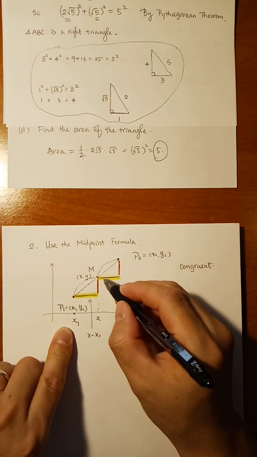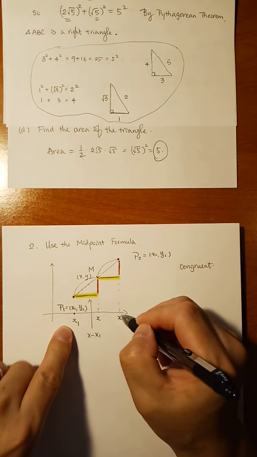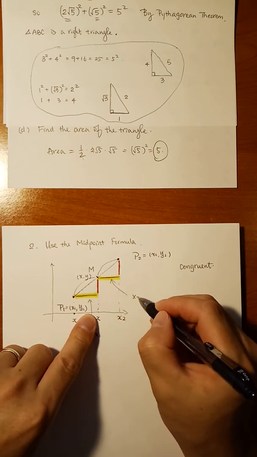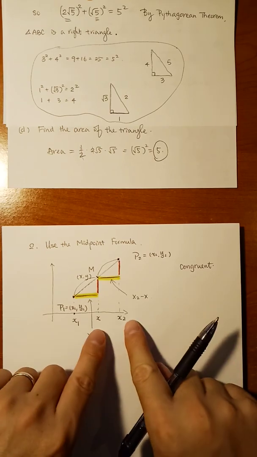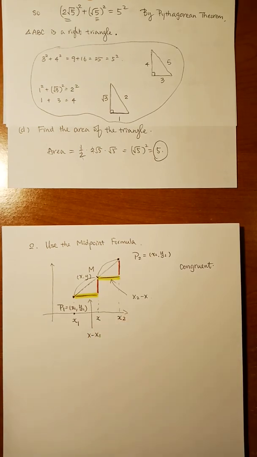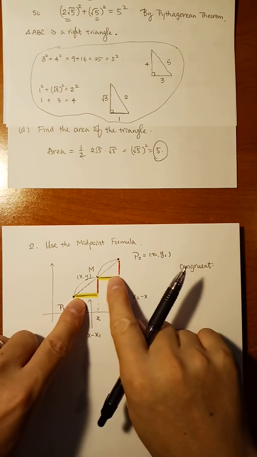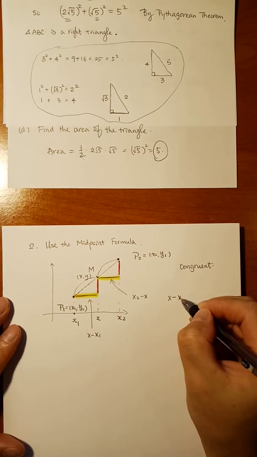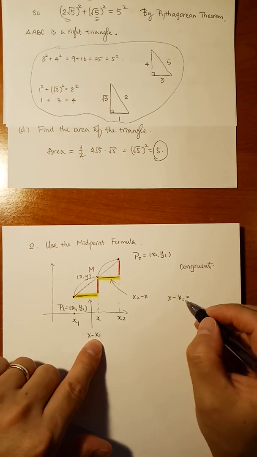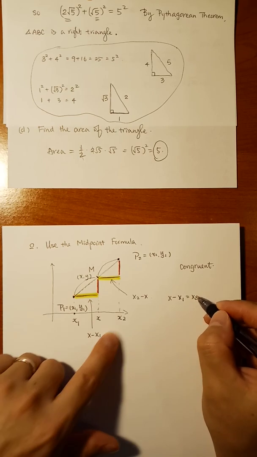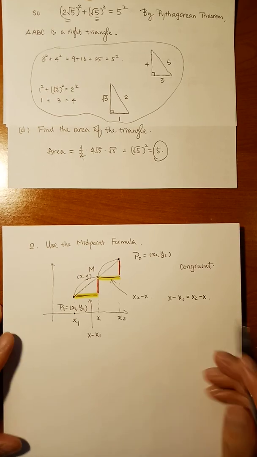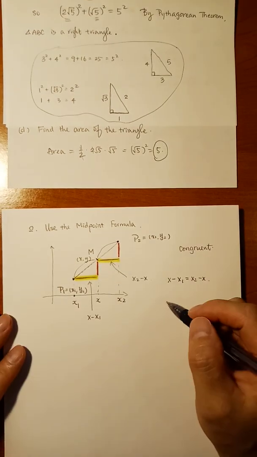And here, this corresponds to x, x2. So it is x2 minus x. You always use the right number to subtract the left number. And they equal to each other. So you get x minus x1 is equal to x2 minus x. That's the condition. That's also the relation between those three x coordinates.